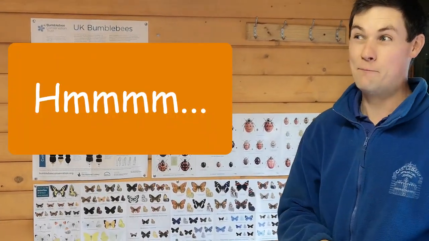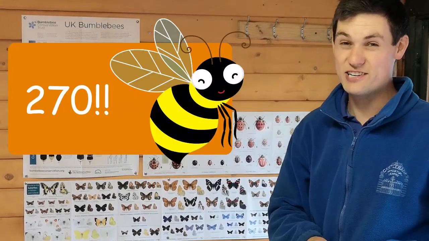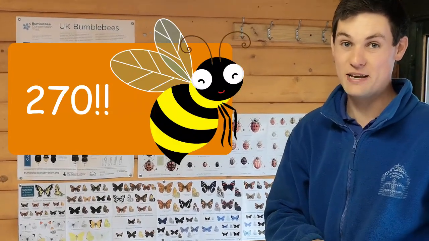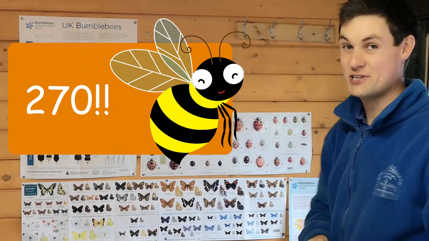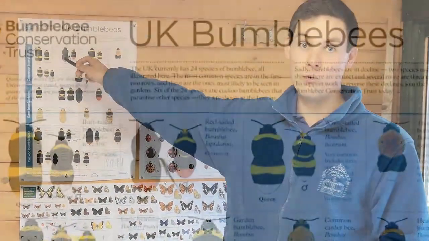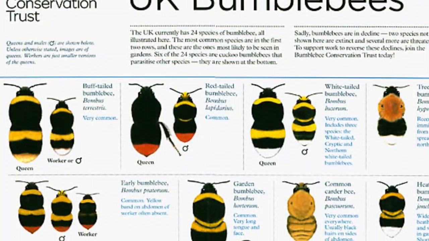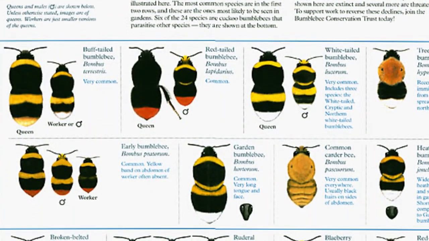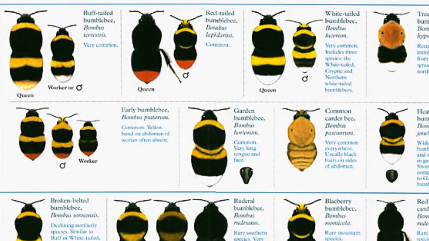Right, so there's about 270 different types of bees. Can you tell the difference between them? Who knows what a honeybee looks like? How about a big bumblebee with the white tail? Can you tell them apart? I'm sure you will be able to after this.